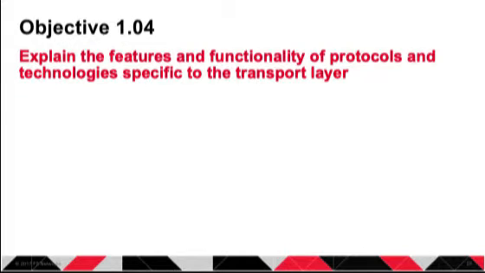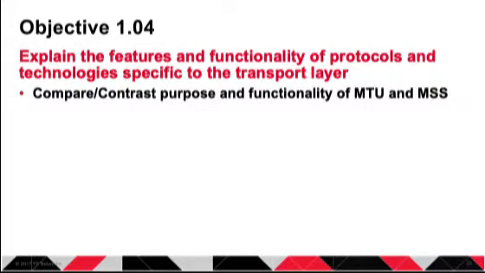So we're getting into that transport layer where we need to understand the protocols at the transport layer and how things work. And the first point they want you to understand is to be able to compare and contrast the purpose and functionality of MTU and MSS. These two values control a lot of functionality within layer 3, layer 4. And MTU we've kind of already briefly discussed, and it is the maximum transmission unit.